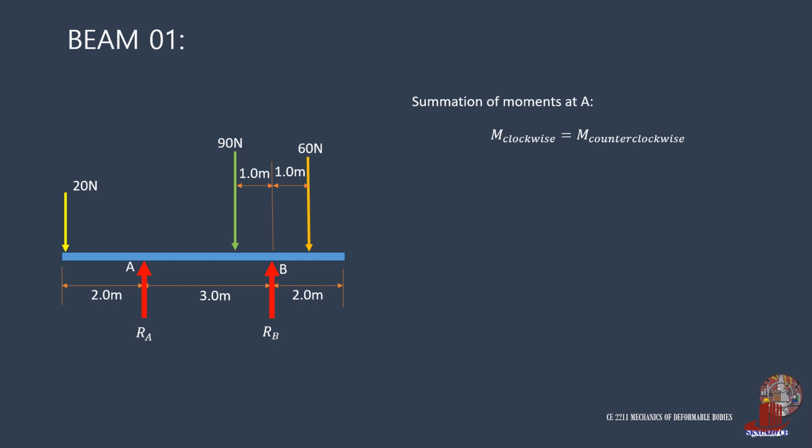Taking summation of moments about point A, scout for the clockwise moments, starting with the 90 newton point load on the right with a moment arm of 2 meters from point A. Another is the 60 newton load, which is 3 plus 1 meter right of point A. These two are equated with the counterclockwise moments. They are the applied load of 20 newtons on the left, and the moment arm is 2 meters, and the reaction at support B, designated as R sub B, with the moment arm of 3 meters.